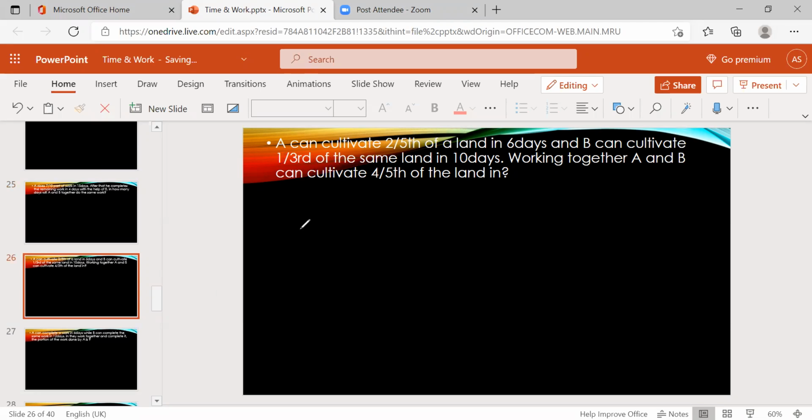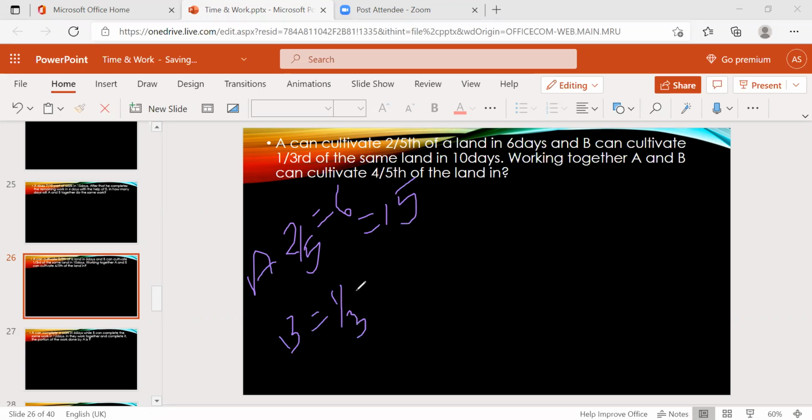Very simple. Same thing. See, A can complete 2 by 5 of the work in 6 days. That means 2 parts in 6 days, 1 part is 3. So total work in 15 days. And B, 1 by 3rd in how many days? 10 days. So into 3 is nothing but 30 days.